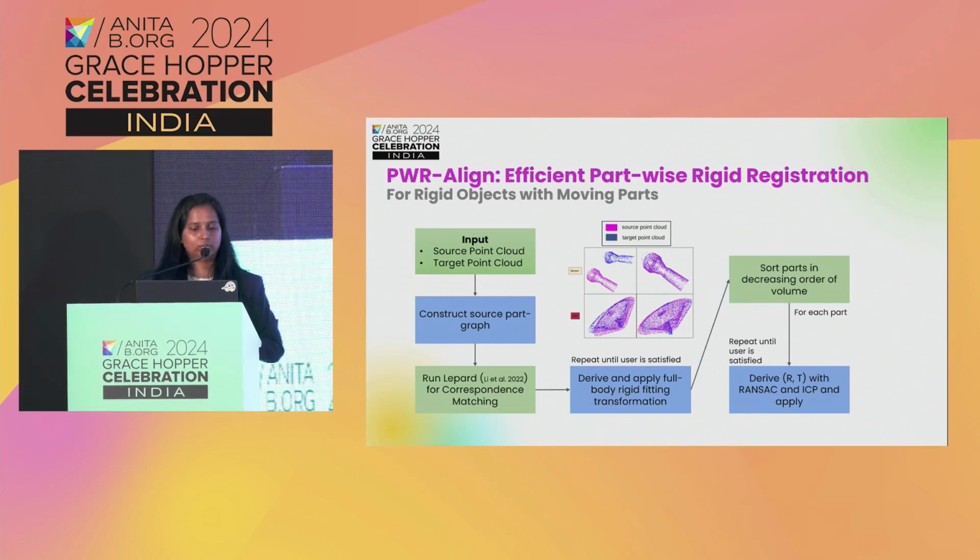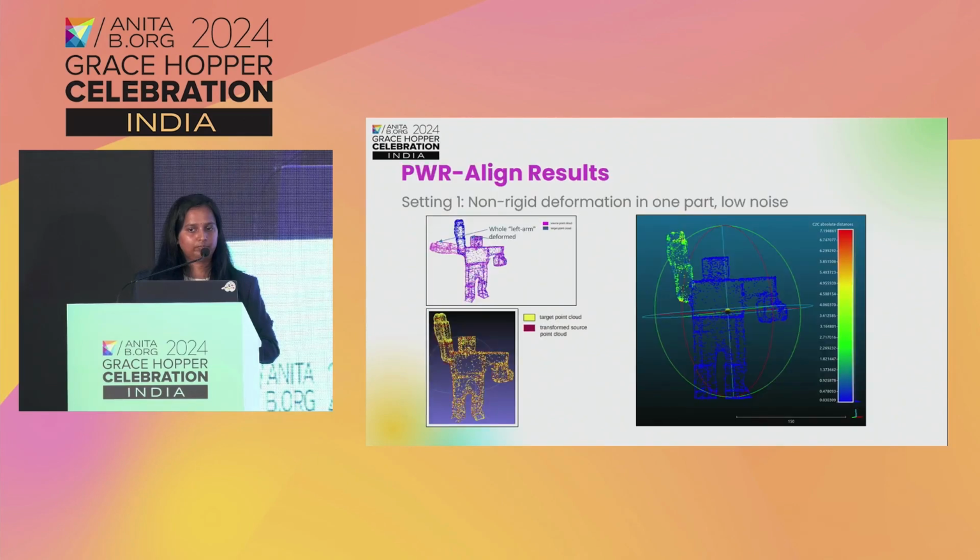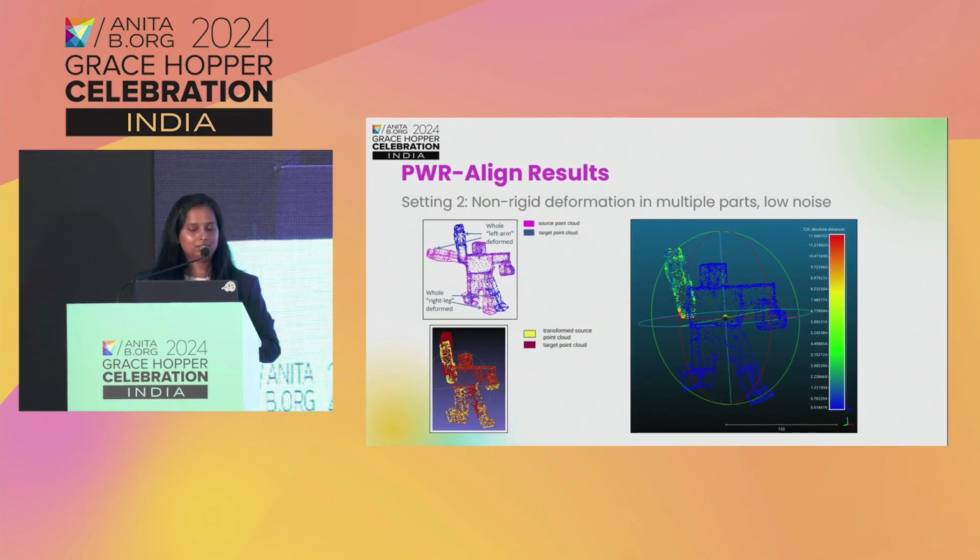This is one more example of a robo. I had a robo at my place, so I was working with that. I had different cases or settings where we have non-rigid deformation in one part and some noise, and we are still able to align that using the PowerAlign algorithm. In the second setting, we added more noise in multiple parts, and we were still able to get a good registration.